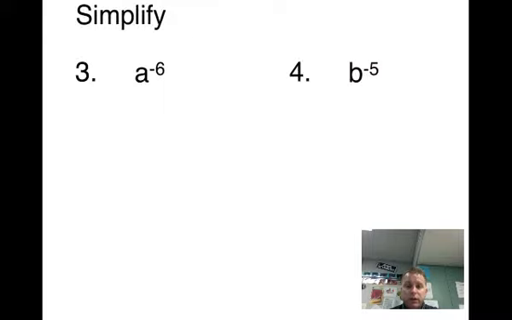Would you try these two, please? Go ahead and pause the video and rewrite them. It should just take you a moment or two. So for number 3, we have a to the negative sixth. We're going to write that as 1 over a to the positive sixth. And for number 4, b to the negative fifth would be 1 over b to the fifth.